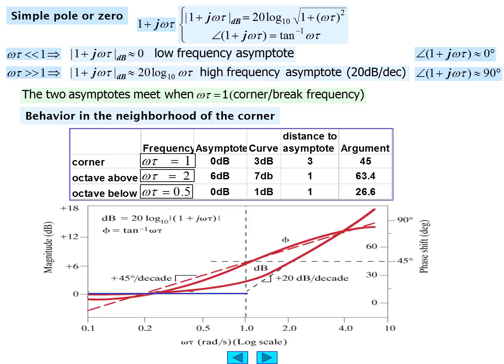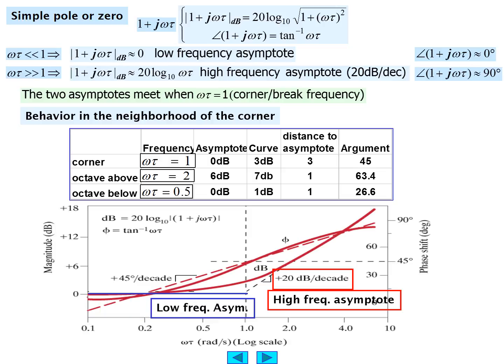Here's the plot of what we've just done as a table, and you can see the curvilinear behavior and the asymptotic straight line behavior is the dotted line. The curvilinear behavior is the solid red line, showing us what the relationship is. The plus 20 dB per decade is called the high frequency asymptote, and we also have a low frequency asymptotic value as a result. The asymptote for the phase angle is plus 45 degrees per decade, and that completes the analysis for a simple pole or zero.